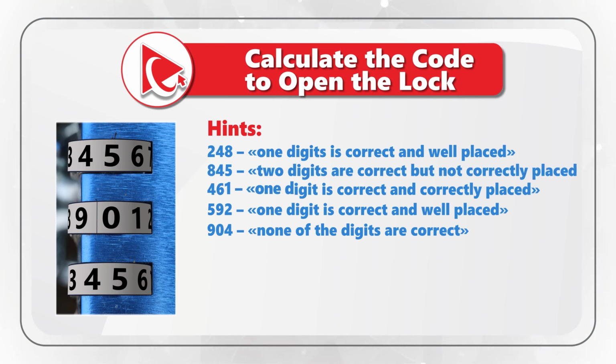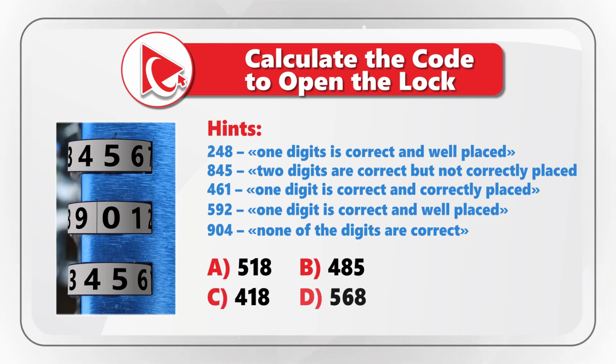In the digits 4, 6, 1, only 1 digit is correct and it is correctly placed. In the digits 5, 9, 2, only 1 digit is correct and it is well placed. And last but not least, hint that in the digits 904, none of the digits are correct. To open the lock, you need to process all the hints and select 1 out of 4 possible choices. Choice A, 518. Choice B, 485. Choice C, 418. And last but not least, choice D, 568.